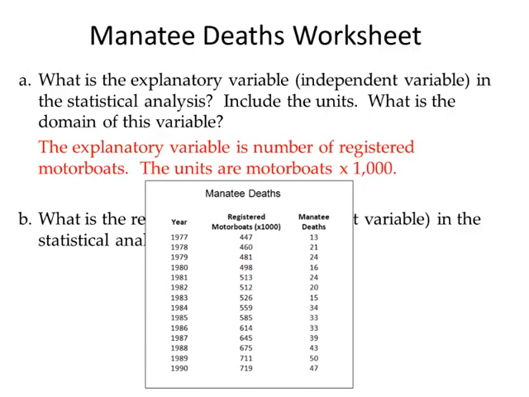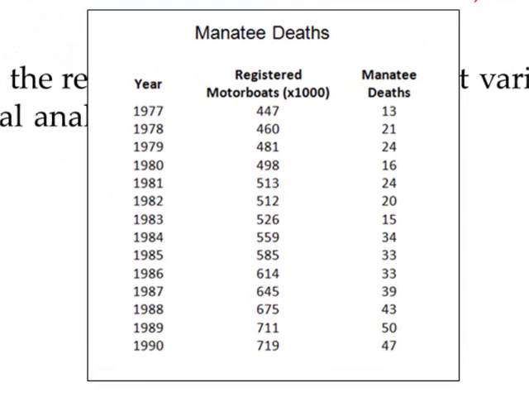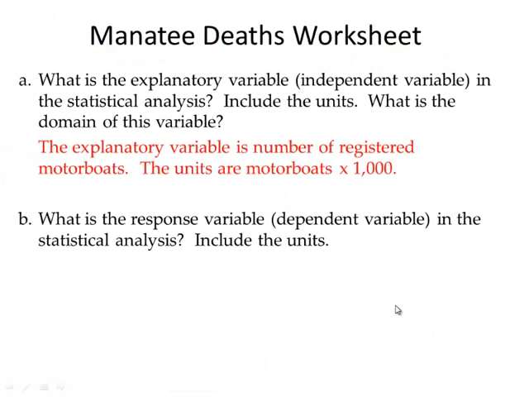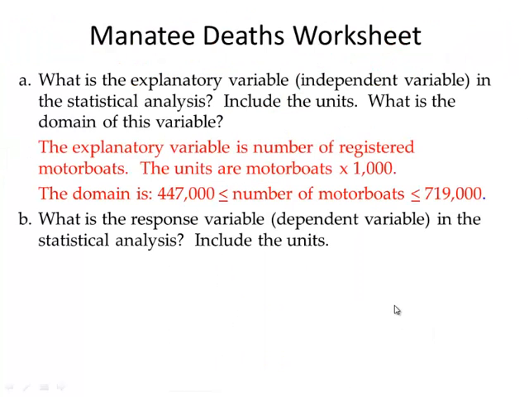For the domain, we need to look at the data. If you recall, the domain is possible values of the x. So we're going to look for the smallest value of x, which is 447, and then look for the largest value of x, 719. So our domain is 447,000 to 719,000, and this is one way we can write the domain.